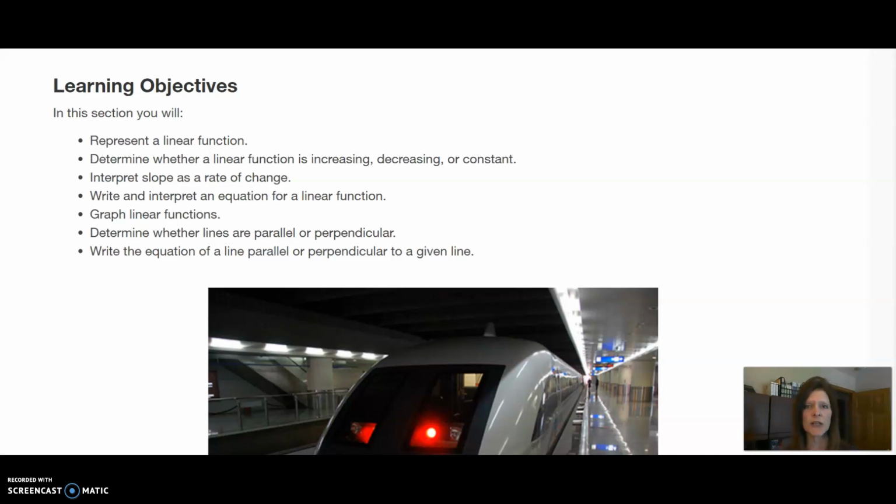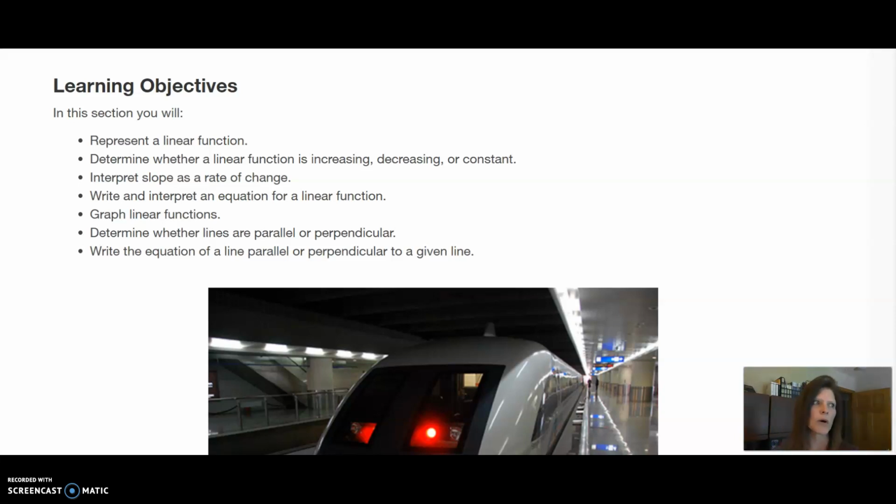In the first section, we're going to again do some basic groundwork, and that's going to be looking at what the equation of a line actually looks like. How do I know what the slope is? What does the slope mean? It's a rate of change. And how can I interpret that in a particular problem?